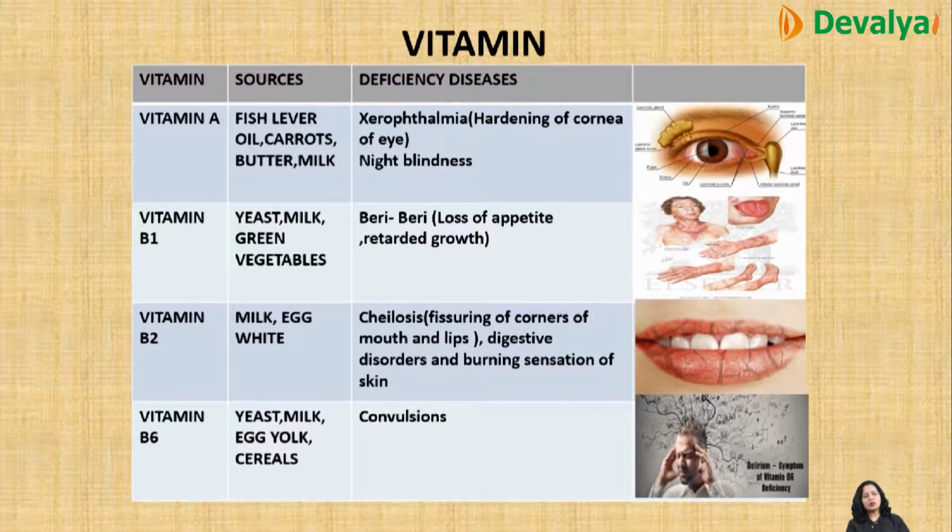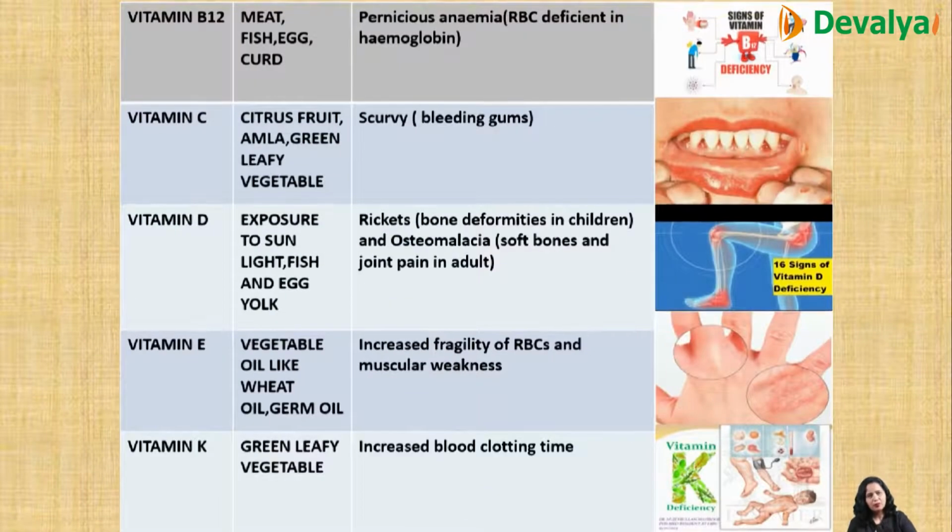Vitamin B2, the sources are milk, egg white. It leads to cheilosis, that is fissuring of the corners of the mouth and lips, which happens normally in the winters. Digestive disorder and a burning sensation of the skin. Vitamin B6, that is yeast, milk, egg yolk and cereals. Deficiency causes convulsions, meaning you feel like headache or convulsions, you will not feel healthy, something related to the brain. Next is vitamin B12. Sources are meat, fish, egg, curd. And the deficiency is pernicious anemia, where there is RBC deficiency in the hemoglobin.